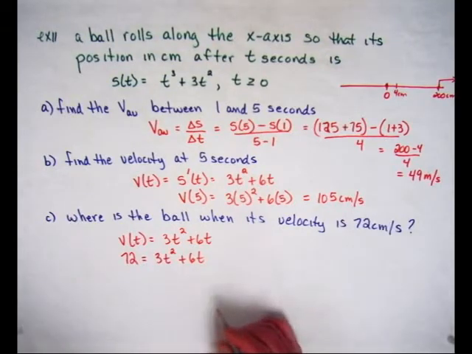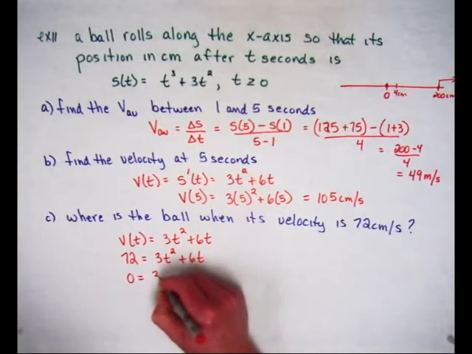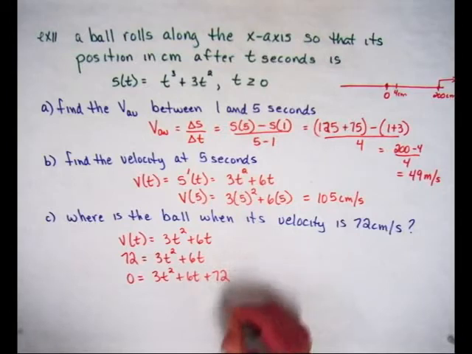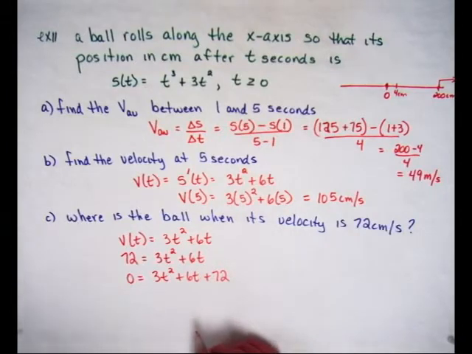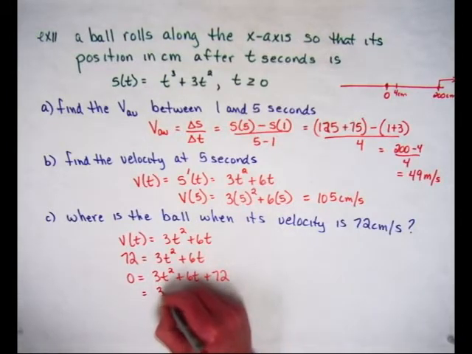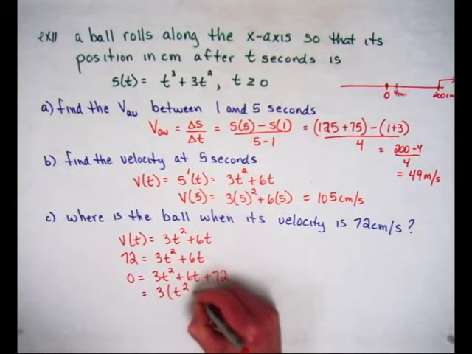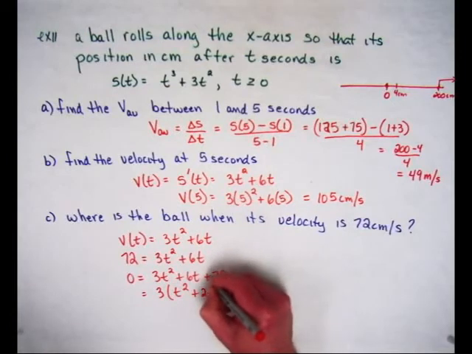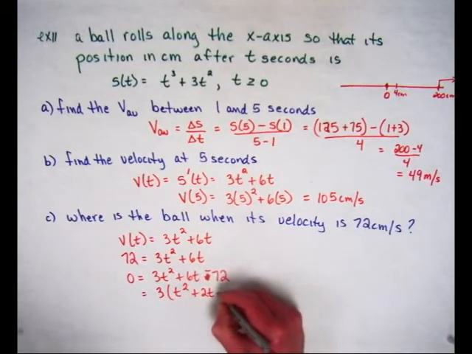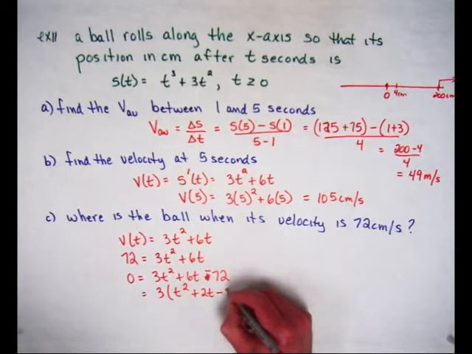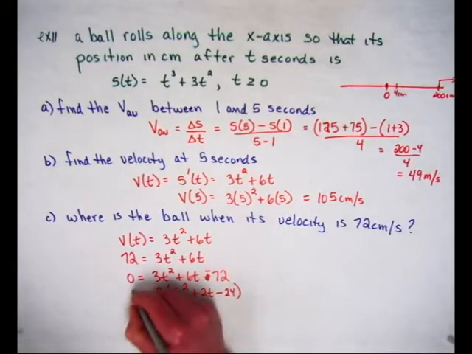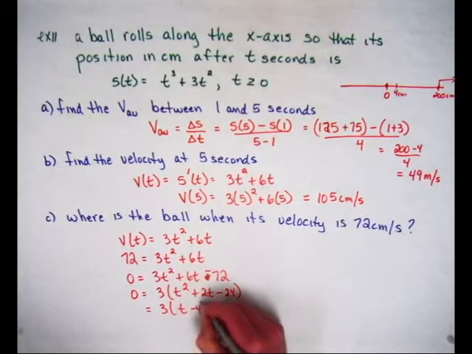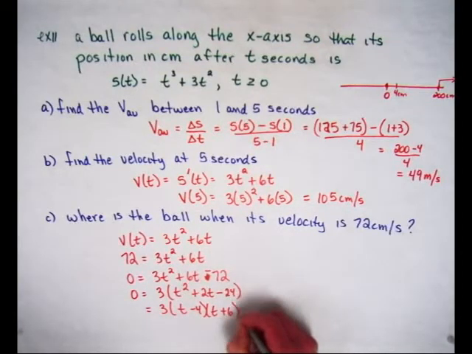So the thing to do with a quadratic equation is make it equal to 0. So 3t squared plus 6t minus 72. And then we want to solve by factoring. We can take out a common factor of 3: t squared plus 2t, and sorry, this would be a minus 72 right here, so we end up with minus 24, equals 0, or 3 times t minus 4 times t plus 6.